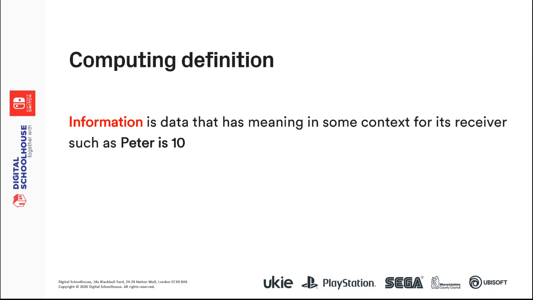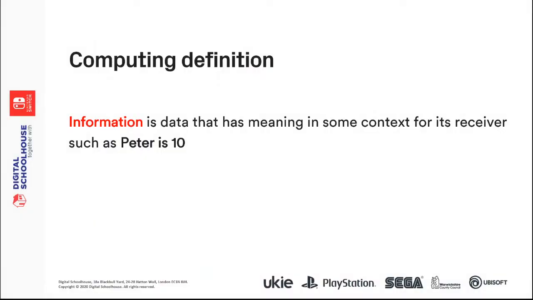Information is data that has meaning in some context for its receiver. So for example, Peter is 10 might give you the impression that Peter is age 10. So information is data that has meaning. We talked about data to start with, and we said that data doesn't have any meaning to you. It is numbers and you think, I don't know what that means, like 7, 9, 27, what does it mean? Are they house numbers, are they ages? It has no meaning.